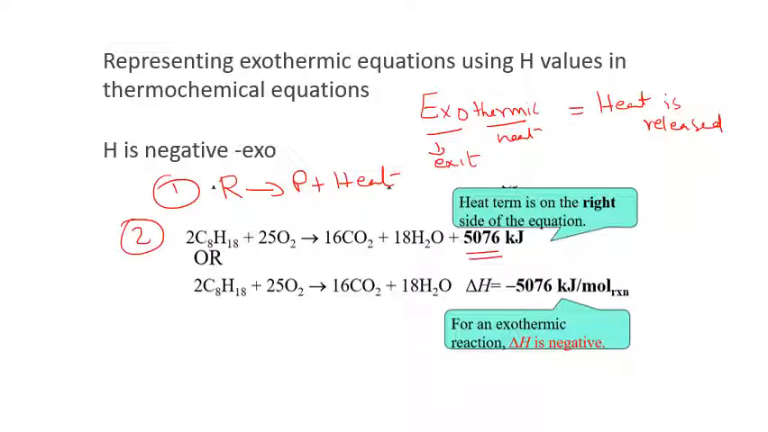In this particular example, you can see a number because this is a specific example. So the heat term is on the right side of the equation, and when you write it in the third method, the thermochemical equation will give you delta H, which is going to be negative for an exothermic reaction. That's the point you have to remember. Delta H is going to be positive for endothermic, and delta H is going to be negative for exothermic reaction in a thermochemical equation.